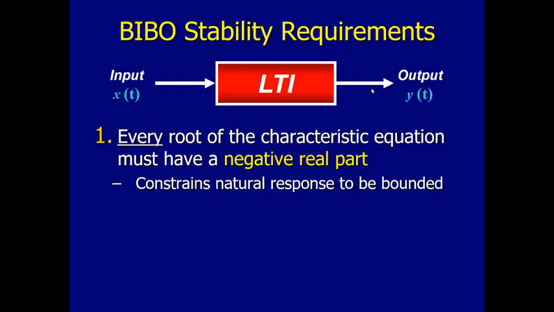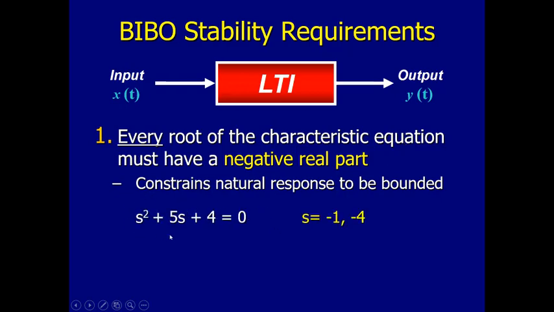In our second case, we had another bounded input, an exponential, and the response of the system was an unbounded delta function. Now, how do we tell whether or not a system is stable or not? Well, there's two criteria. First, every root of the characteristic equation has to have a negative real part in order for the system to be stable. That's just another way of saying your natural response has to be constrained in order for your system to be bounded. If you're going to have an exponential response, you want the real part to be negative, so it's a decaying exponential, not a rising exponential.